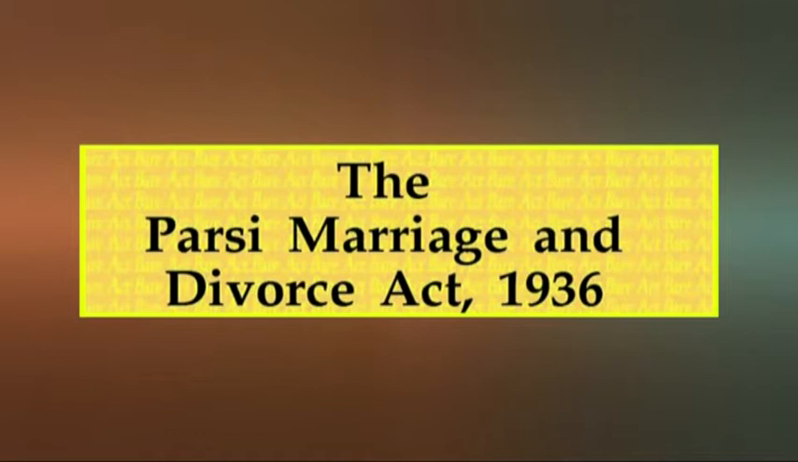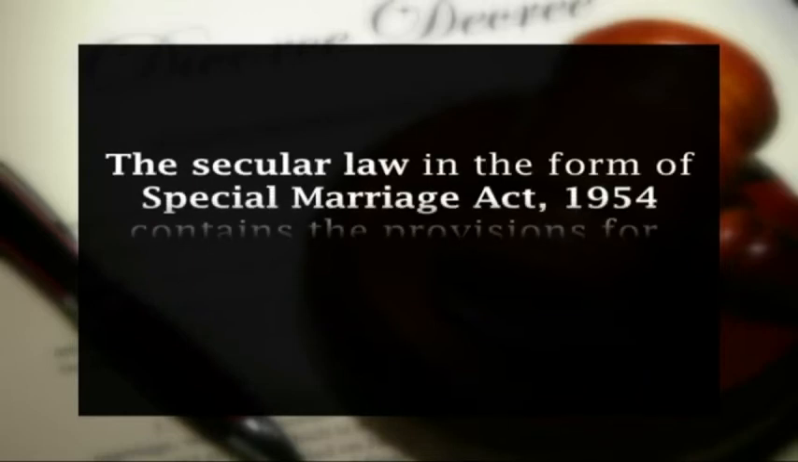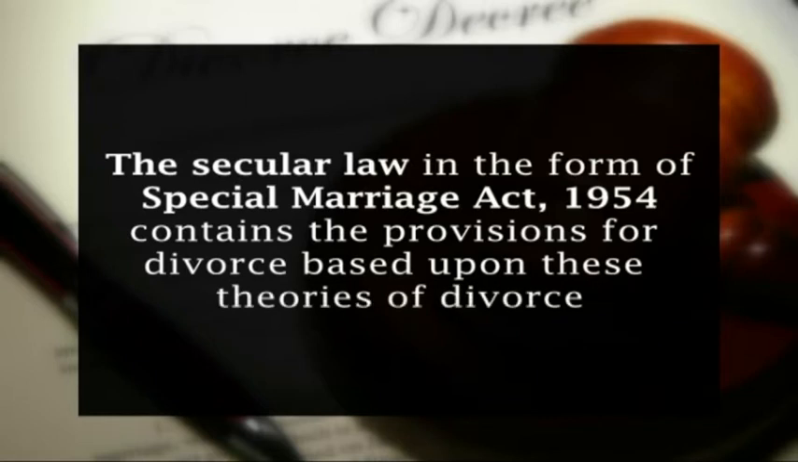The Parsi Marriage and Divorce Act 1936 is a law which regulates both marriage and divorce among Parsis in India. The secular law in the form of the Special Marriage Act 1954 contains the provisions for divorce based upon these theories of divorce. Now, the theories of divorce.